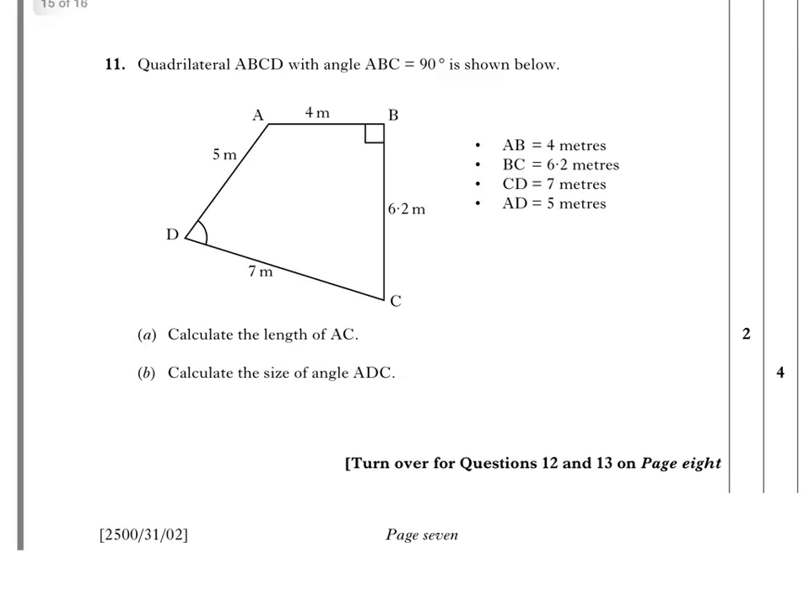Section 26, question 4. Quadrilateral ABCD with angle ABC 90 degrees is shown below. So a quadrilateral is just a four-sided shape. AB is equal to 4 metres, BC is 6.2, CD is 7 metres, and AD is 5 metres. Question A says find the length of AC.